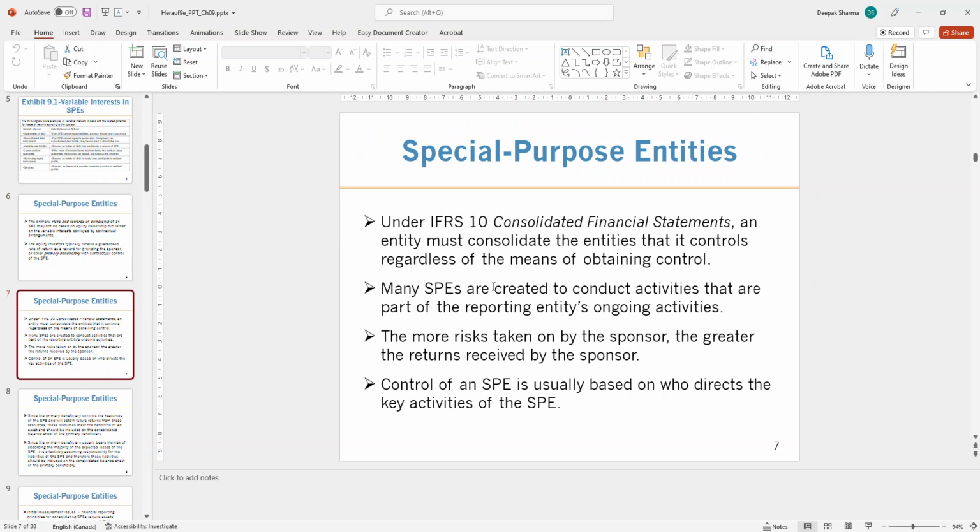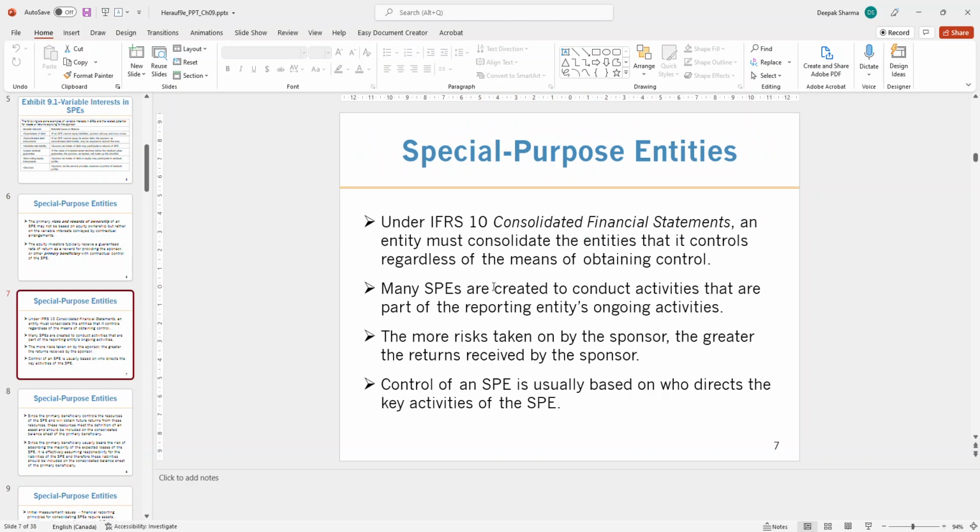So under IFRS 10, the consolidated financial statements, an entity must consolidate the entity that it controls regardless of the means of obtaining the control. So if there is a special purpose entity that exists, you must do a consolidation. Many SPEs are created to conduct activities that are part of the reporting entity's ongoing activities. They're not just for a short period of time. It's always based on the ongoing activity that exists. So if that is the case, then obviously you will do a consolidation.